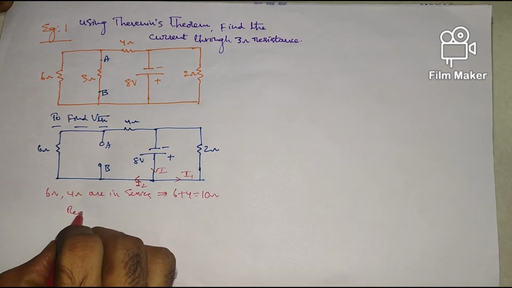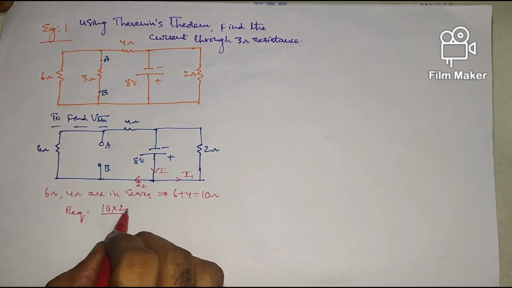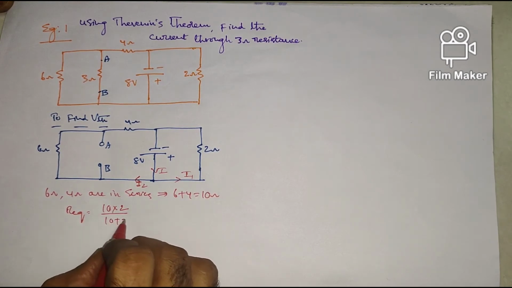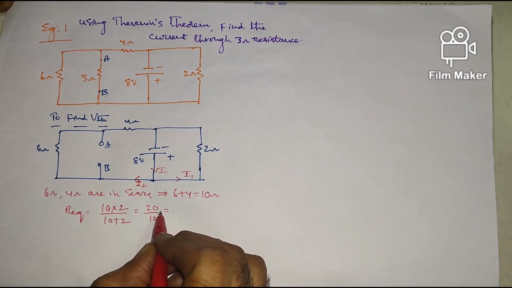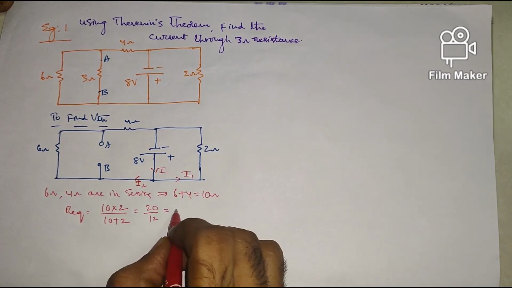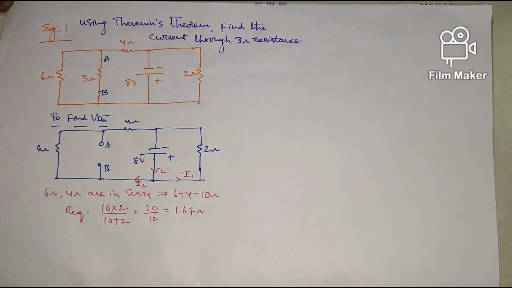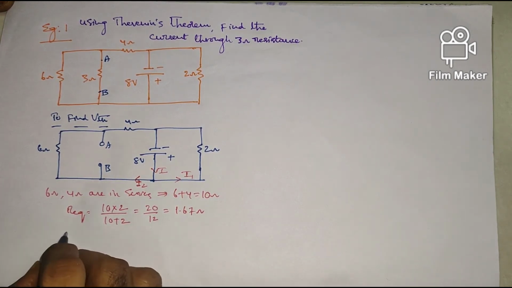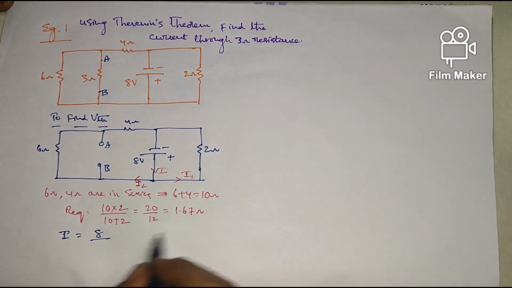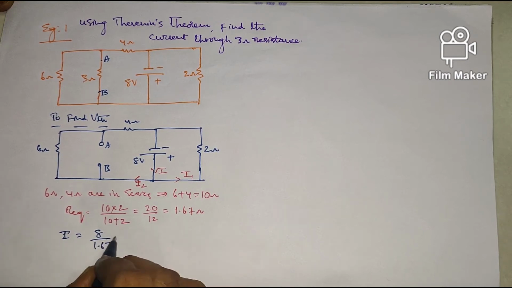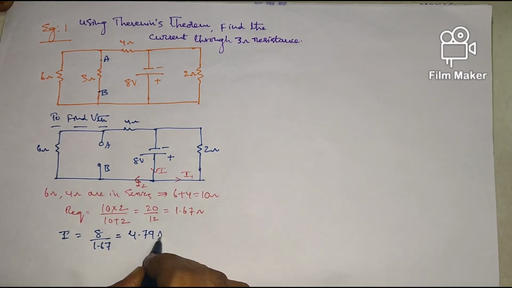So the R equivalent will be equal to R1 R2 by R1 plus R2. 10 into 2 by 10 plus 2, 20 by 12, which gives a value of 1.67 ohms. And the total current I is given by V by R equivalent, that is 8 by 1.67, which is going to be 4.79 amperes.